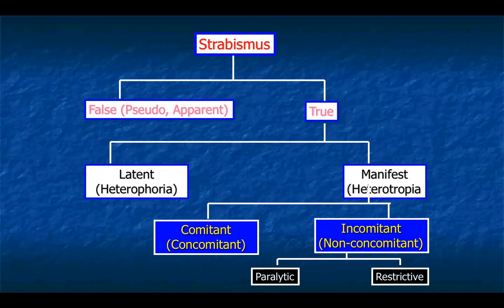And manifest strabismus could be comitant, where there is no limitation of movement in any direction of gaze, or could be incomitant, where there is limitation of movement in certain directions of gaze, in one or more direction of gaze. And the incomitant could be due to paralysis of extraocular muscles, so it's paralytic, or due to restriction and fibrosis of the extraocular muscles, so it's restrictive. We're going to talk on each type in details.